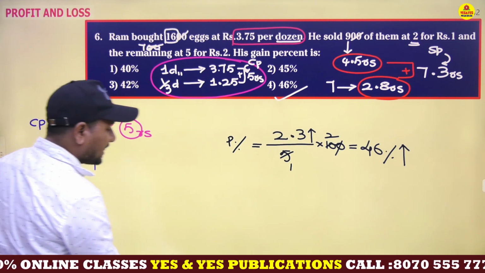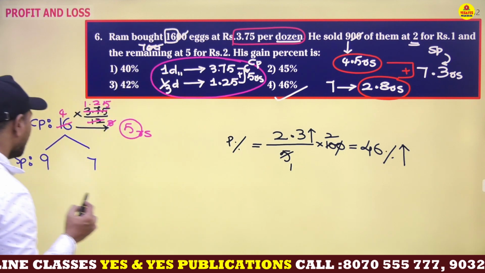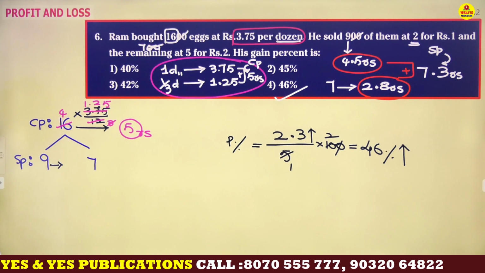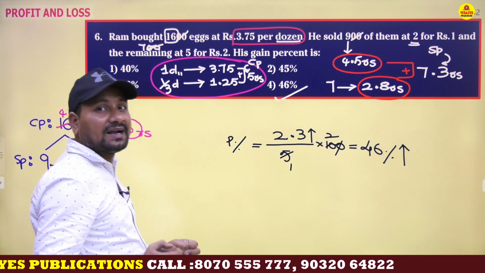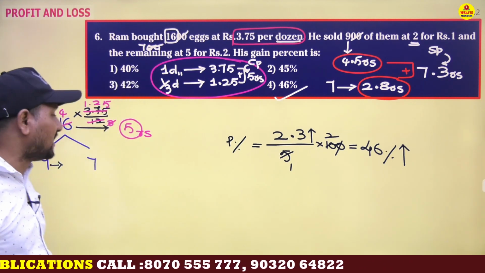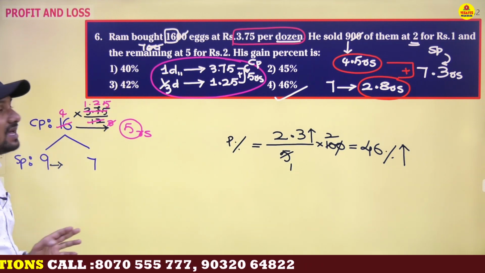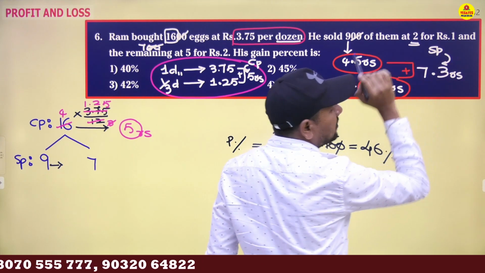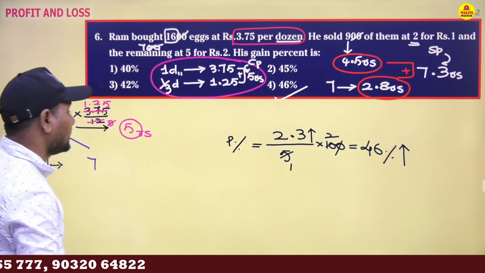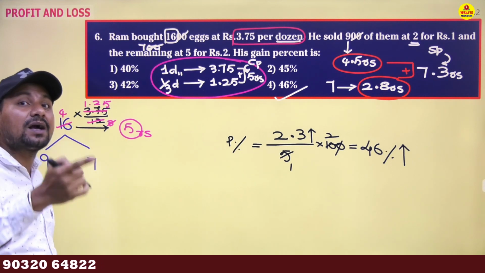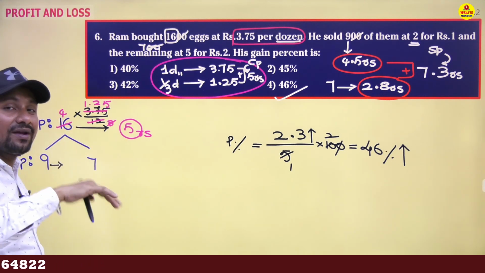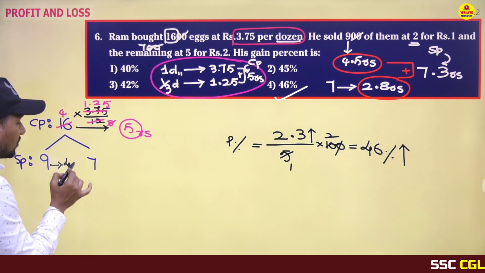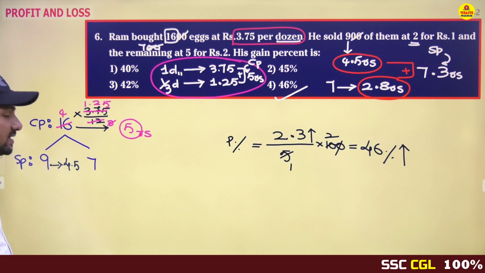Now you are going to calculate the selling price. Here you have 9x. Out of 16x you are separating 2 parts, one is 9x and another is 7x. In 9x, each egg is worth how much? 2 eggs are 1 rupee, so 4 eggs are 2 rupees, 6 eggs are 3 rupees. Now 9x is how many rupees? 4.5 rupees.